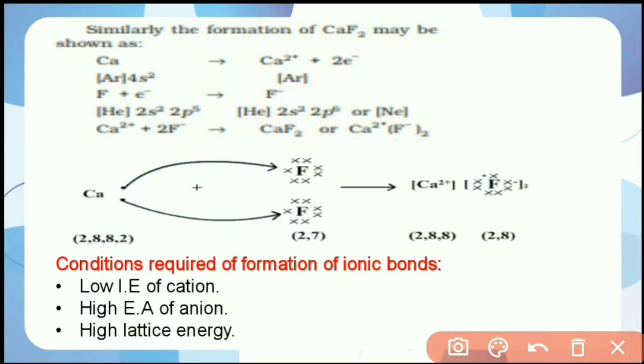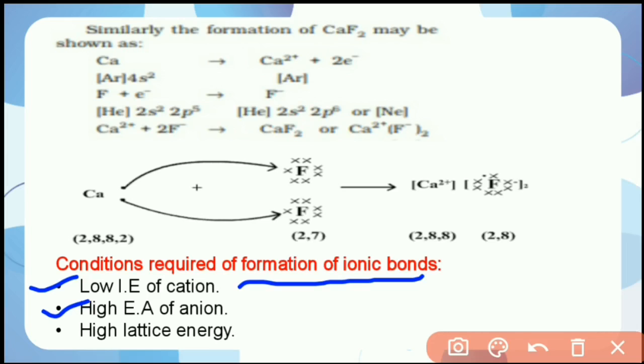So what are the conditions required for formation of ionic bonds? First, low ionization enthalpy of the cation so that it can lose electrons readily. Elements of group 1 and 2 prefer to form ionic bonds because they have low values of ionization enthalpy. Second, high electron affinity of the anion, so that they can retain the electrons, and halogens have high values of electron gain enthalpy.